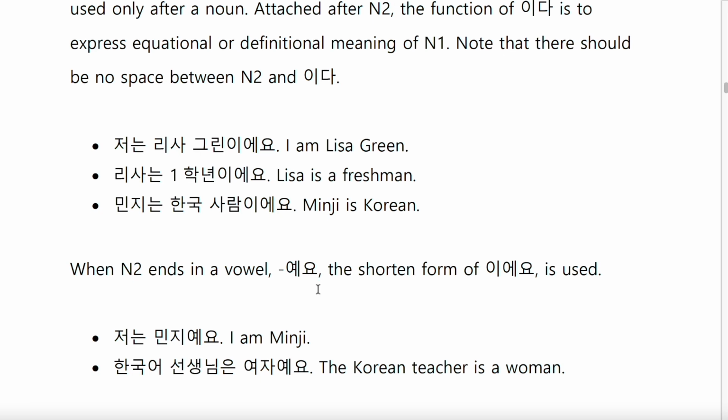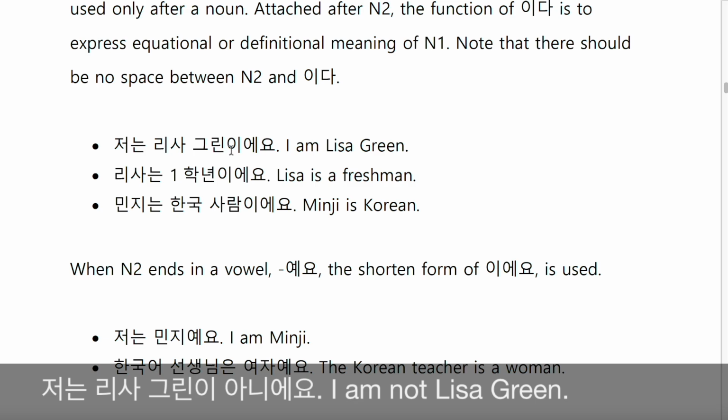자, 그러면은 can we make these into negative sentences? So like 저는 Lisa Green, I am Lisa Green. But how should we say I am not Lisa Green? 그렇죠? 저는 Lisa Green. And after this second noun, we need a particle, either 이 or 가. 그럼 which one do we need? 저는 Lisa Green이 아니에요. That means I'm not Lisa Green.